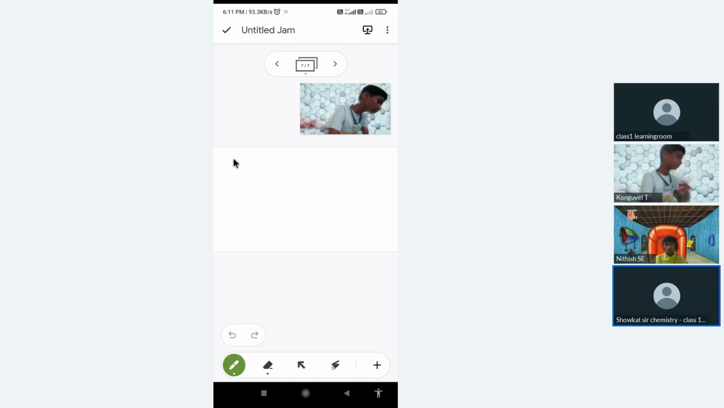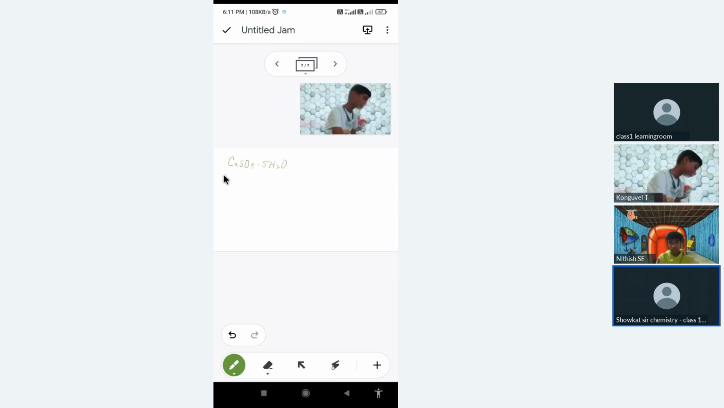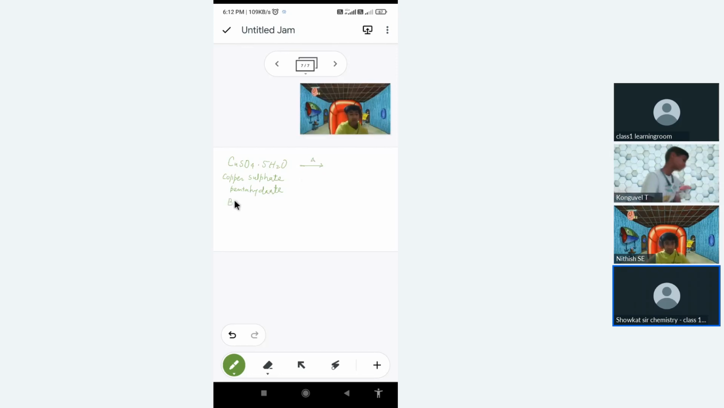So I will give you the next example. For example, now if I'm having copper sulfate pentahydrate, this is 5 times water here. I will write its name here, that is the copper sulfate pentahydrate. Penta means there are 5 water molecules. Now when it is heated, what actually happens? It is having blue color, so that's why it is known as blue vitriol, right? Yes, sir.